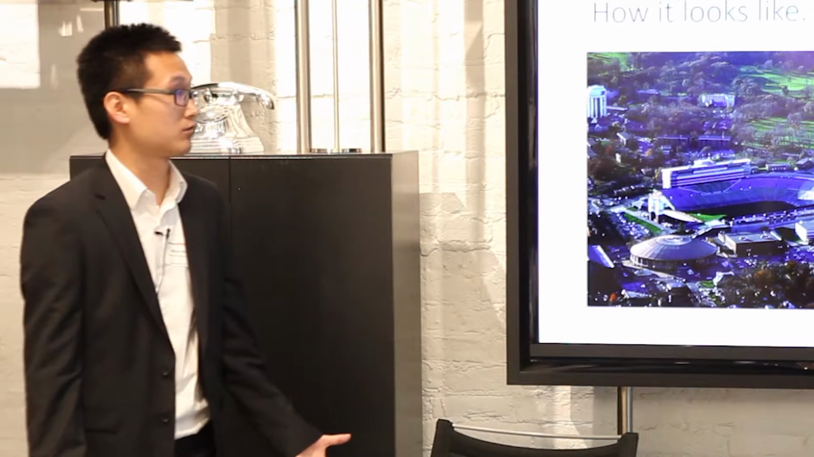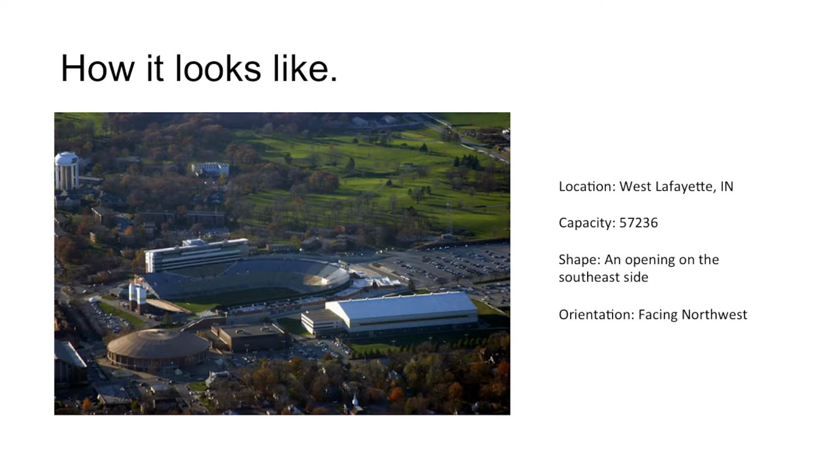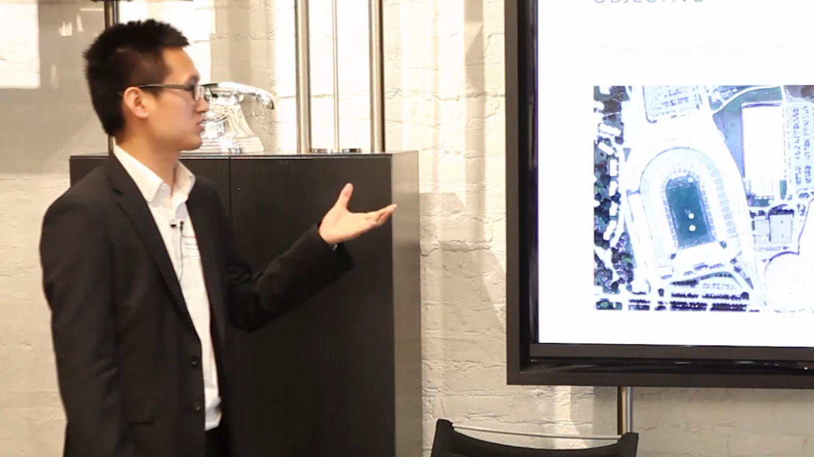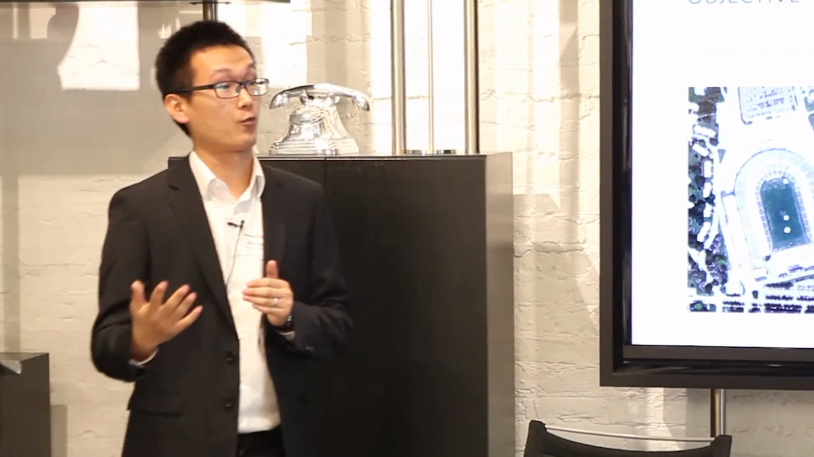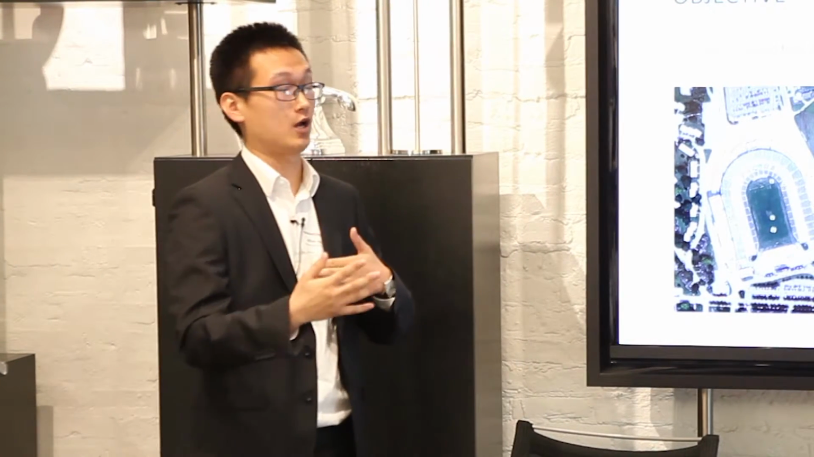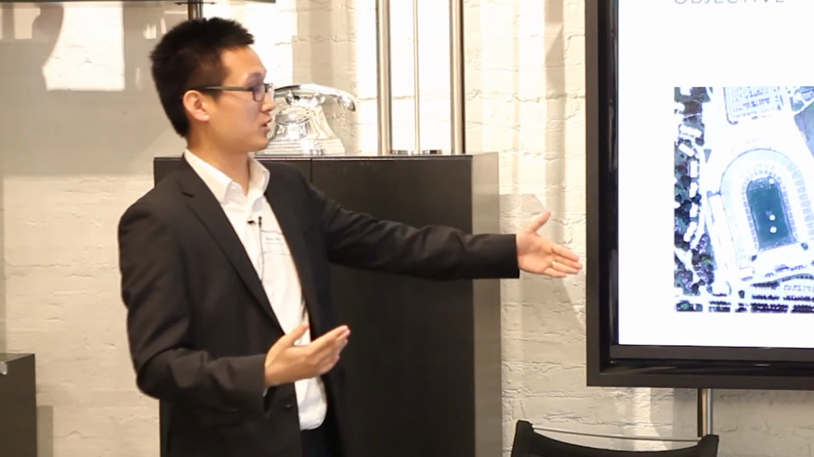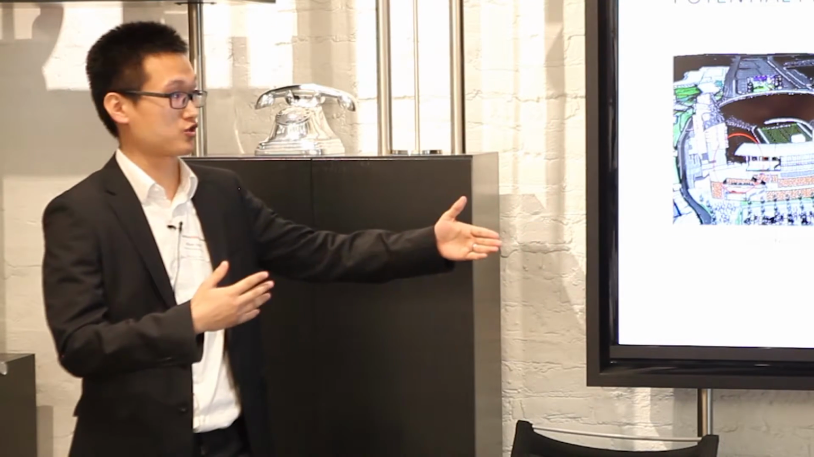This is how the stadium looks. It's a huge stadium, located in West Lafayette, Indiana, and it has a capacity of nearly 60,000. It has a huge opening on the southeast side, and it's facing northeast. So the objective of this project is to simulate the wind flow pattern around and inside the stadium, to help the design team understand how the wind flow pattern changes because of the shape. They changed the shape.